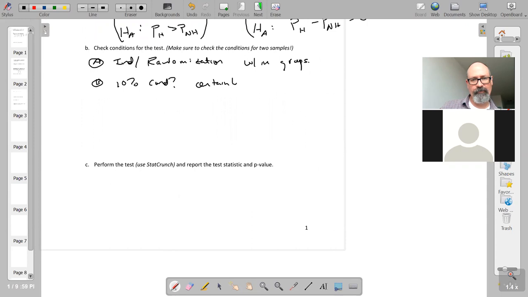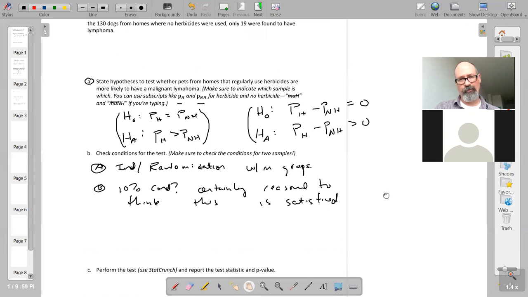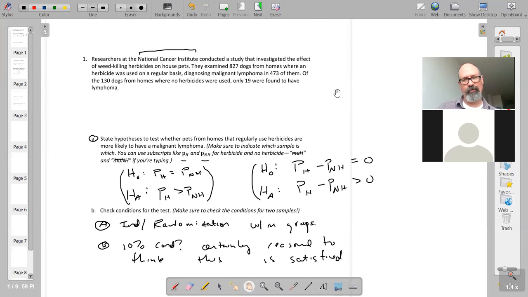Certainly it's reasonable to think this is satisfied, because when you look at the sample sizes, they're relatively small. So in this particular problem, the size of the sample of dogs from a collection of houses which use herbicide on a regular basis is only 827 dogs. From houses which do not use herbicide, it's only 130. In each group, you're thinking that 827 is far, far less than 10% of dogs from homes where herbicide is used regularly. So you think the population of dogs from such homes is far larger, and the same is true for the other sample as well. So that's plausible.